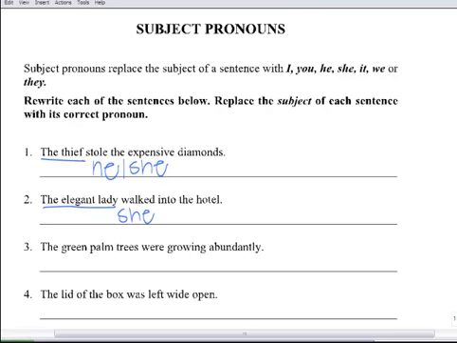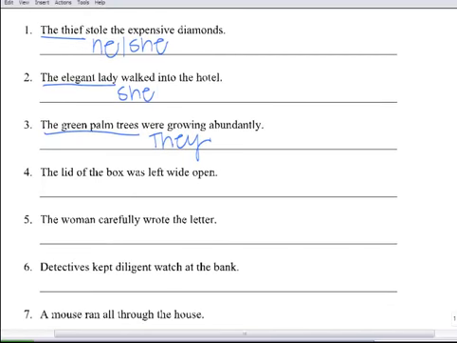Number 3, the green palm trees were growing abundantly. What's the subject? The green palm trees. Technically, it's just the trees, but the green palm trees. So what can we replace that with? They. We can use either one. The green palm trees is the subject. They is a subject pronoun. So we're just learning how to replace a subject with a subject pronoun. Sometimes we can't replace it. Sometimes the subject is I or you, and that's just the subject.